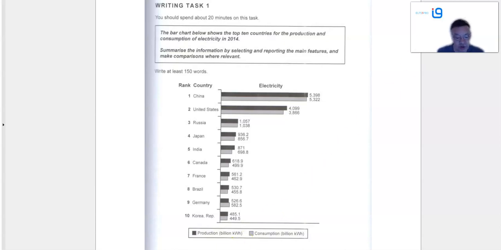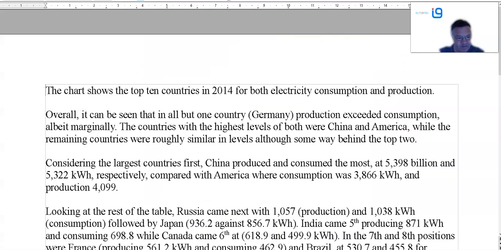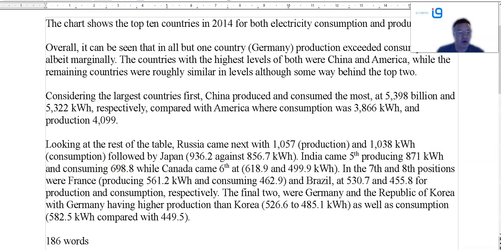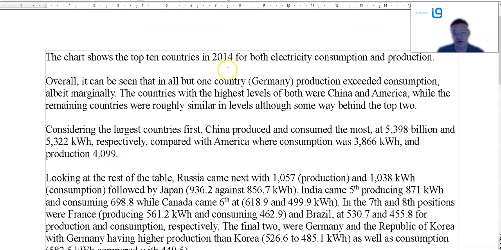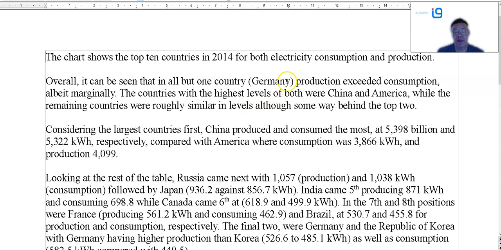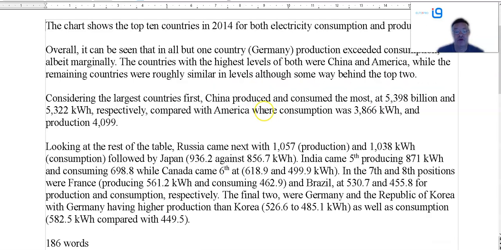Let me just show you mine first. Right, so this is only 186 words. As you'll see, sentence 1, pretty straightforward. The top 10 countries, electricity, and so on. Overview: it can be seen that in all but one country, Germany, production exceeded consumption. The countries with the highest, China and America, and the remaining countries.